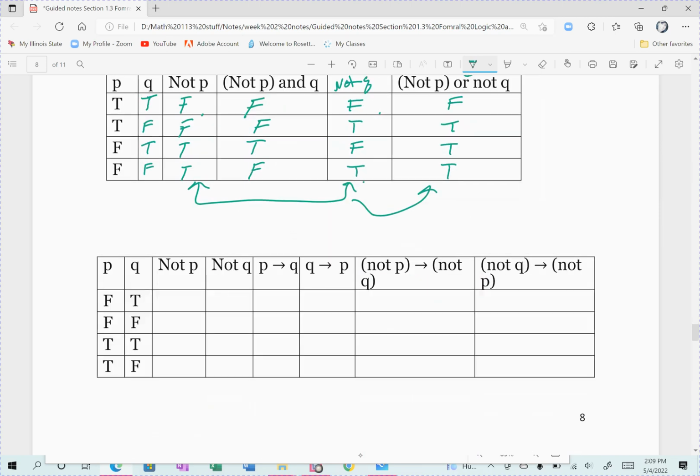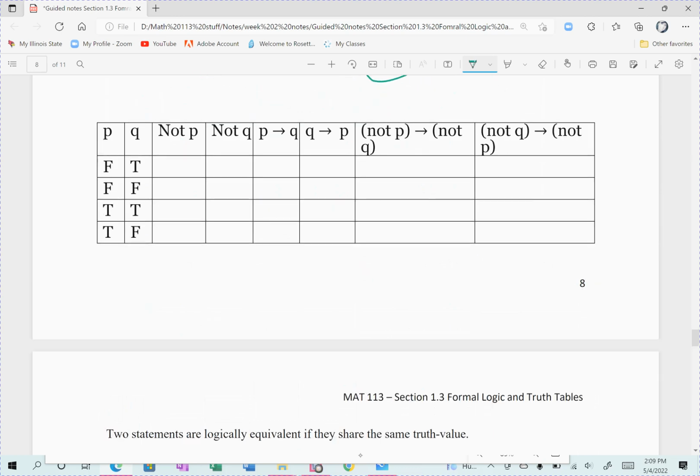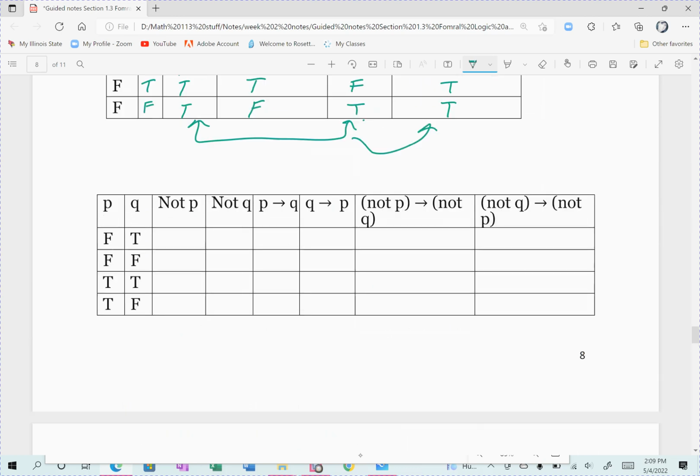All right, the last example of a truth table: the implication stuff, if, then, which is always the harder stuff. So remember, the only time it's false is when the if is true and the conclusion is false. That's the one we have to watch out for. Otherwise, it's a true statement.